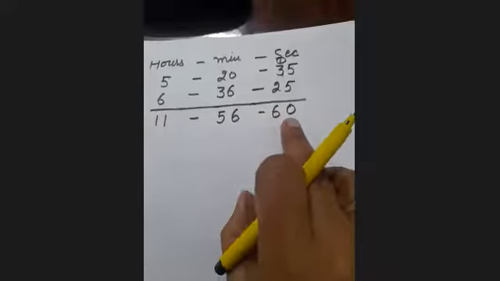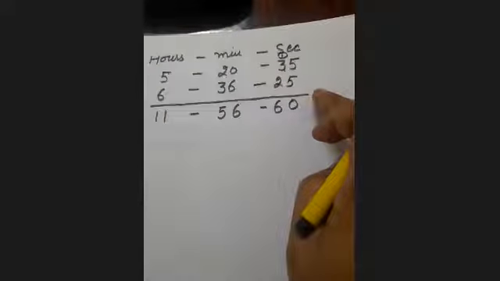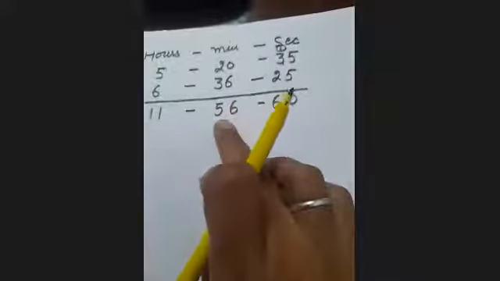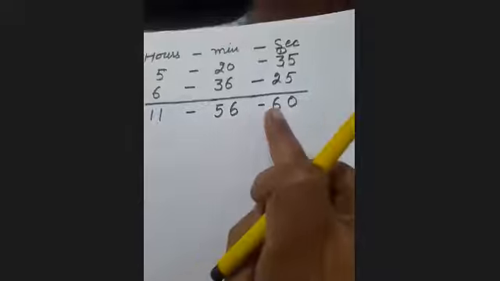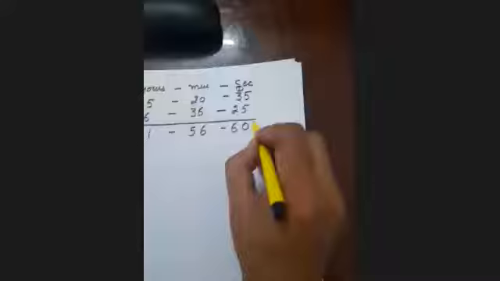Yes, students, as you know, in 60 seconds, we have 1 minute. So we'll subtract here 60 seconds. To convert into minutes, we'll add 1 in the minutes column, that is 56. We will subtract 60 seconds from this column and add 1 minute in 56 minutes. So we have minus 60 and here plus 1. 60 minus 60, 0. And 56 plus 1 is 57. Now 11 hours.